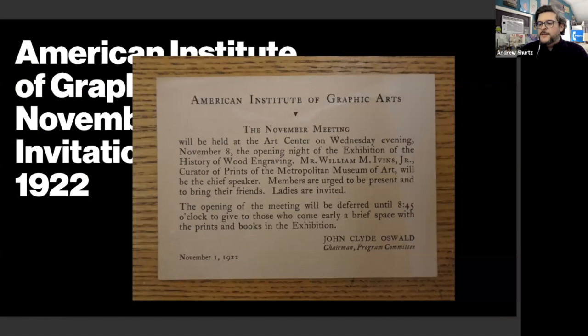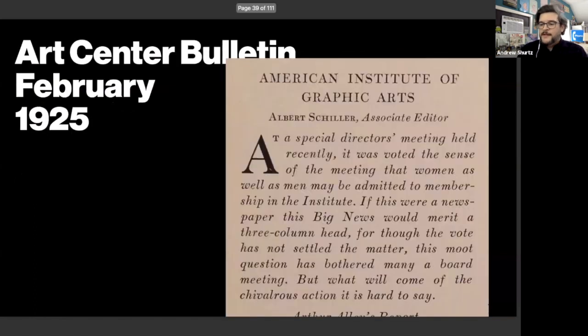As we can see from this meeting invite, she wouldn't have been able to be a member of the AIGA. "Members are urged to be present and bring their friends. Ladies are invited." This was in 1922. The AIGA dragged its feet and didn't allow women members until 1925. It's clear from this statement that the decision was done under pressure.